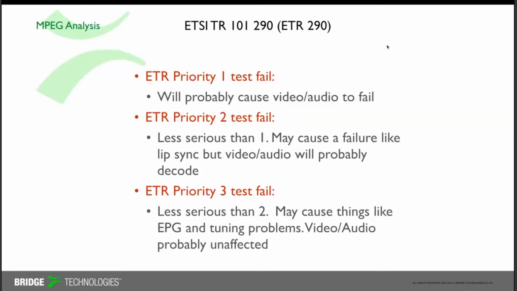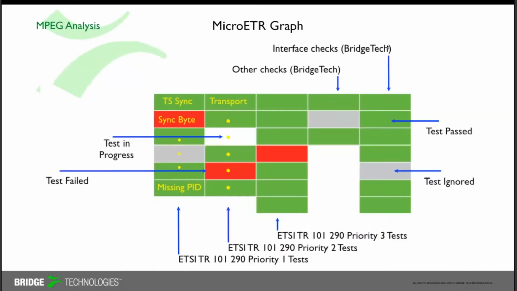So the priority ones are the most serious, and they're the ones we test the most, of course. Nevertheless, you can set up your probe to test all priority 1, 2 and 3.